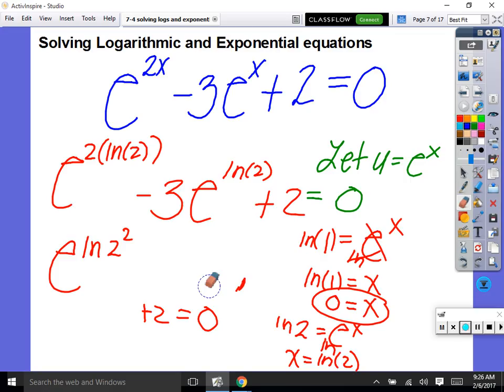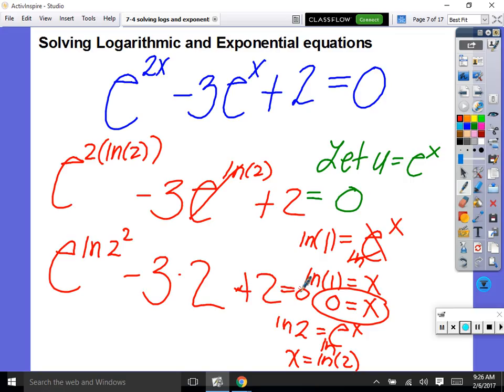Okay, I'm sorry, I gotta give myself some room. And then minus 3 times e ln of 2. So won't e and ln undo each other? Yeah. So it's negative 3 times 2 plus 2 equals 0. Let's see. So right here, we have 4 minus 6 plus 2 equals 0. So that works too.